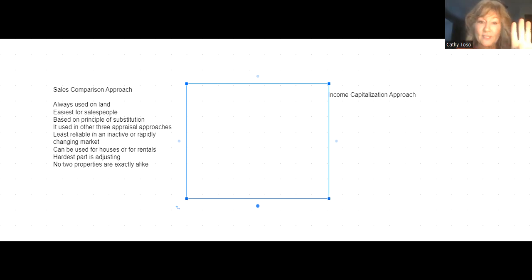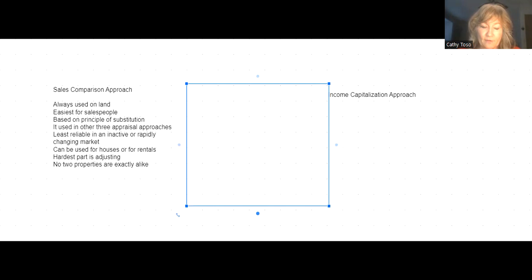There's 4 ways to determine the cost approach. Is the cost per square foot, the cost per cubic foot, the unit in place method, and, I can't think of it. We'll come back to it.